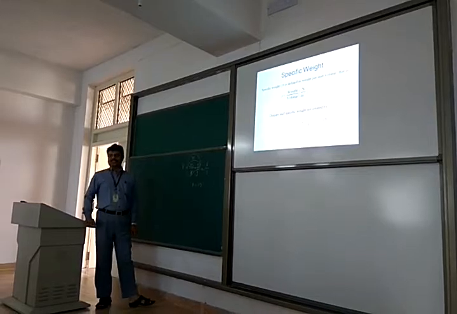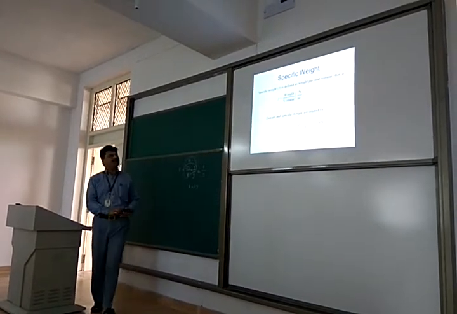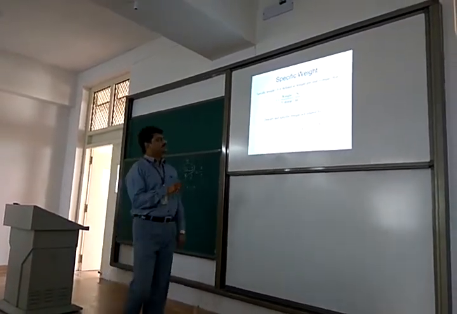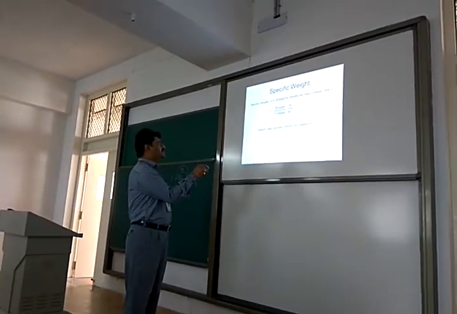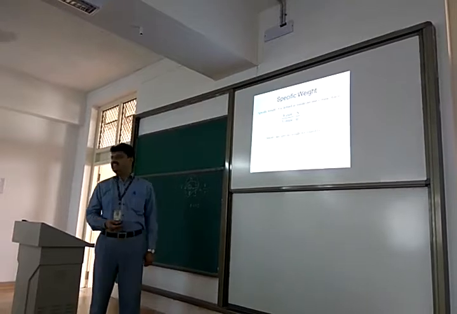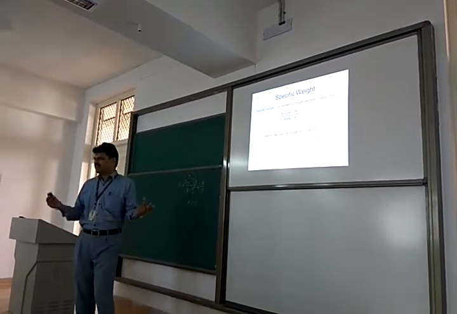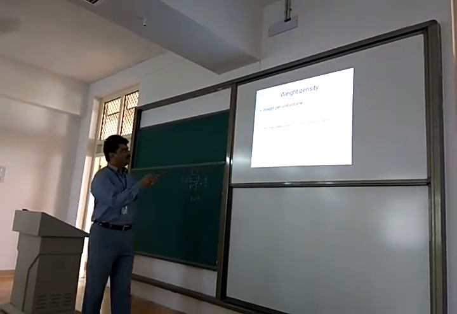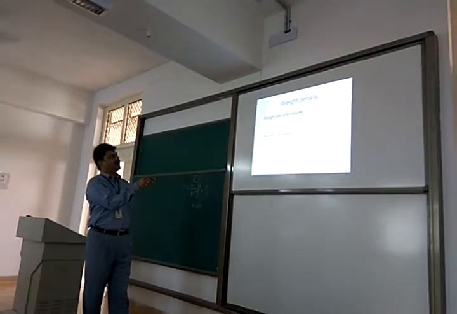Gamma is rho g. Clear? So that's the relationship between mass density and weight density. There are two terms for each of that, so you should not get confused. That's why I purposely put weight density here, gamma.